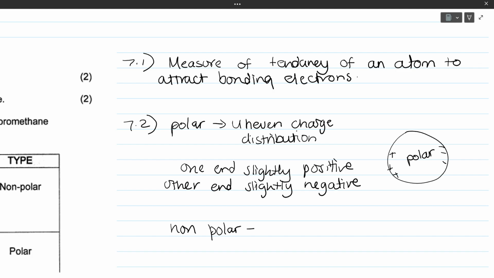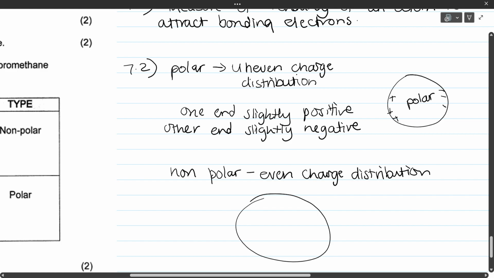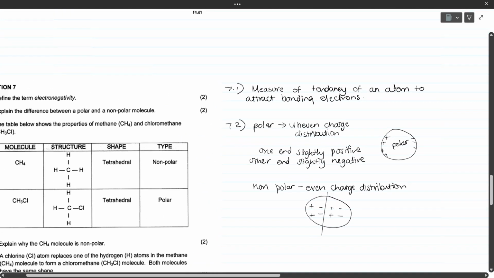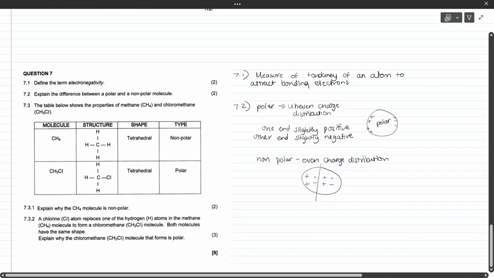And then if you're talking about a non-polar molecule, we describe this saying that there is an even charge distribution. Okay, so there is an even charge distribution. So if you can imagine your molecule or your atom, it looks like this. Sorry, this should be positive there. So if you have a positive here, you've got negative, positive, negative, and so on, right? So that there's an even distribution of the charge. And that is for 2 marks.